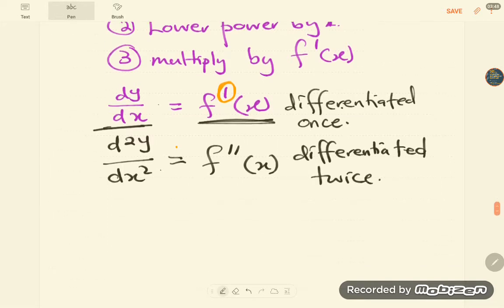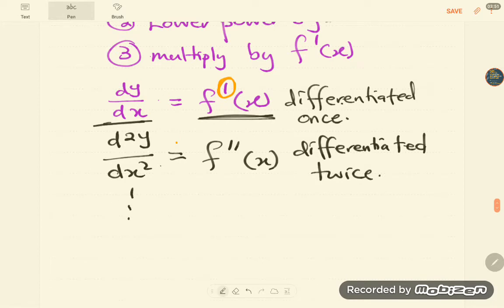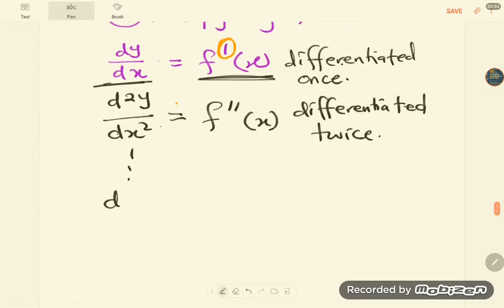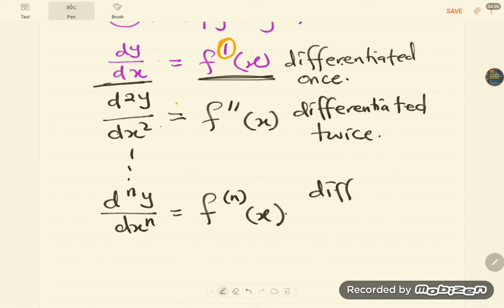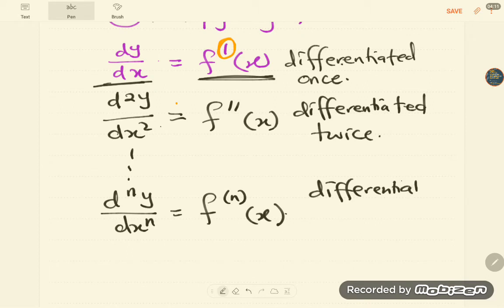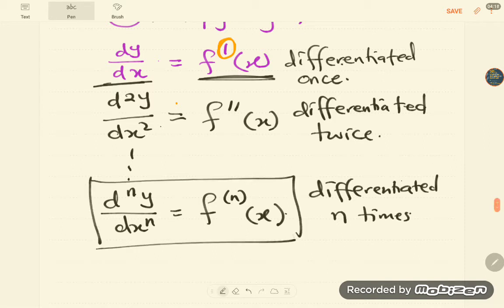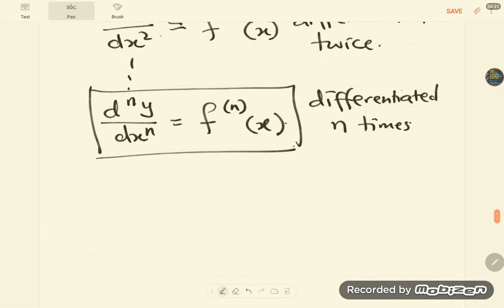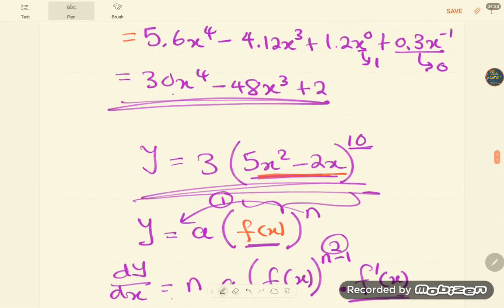I'll give an example of how we differentiate twice. So if I was to do this a couple of times, then my other derivatives would be d^n y over dx^n, which will be f with as many sharps as I need of x. This is just notation that you need to get used to, which means that I differentiated n times. Very important.